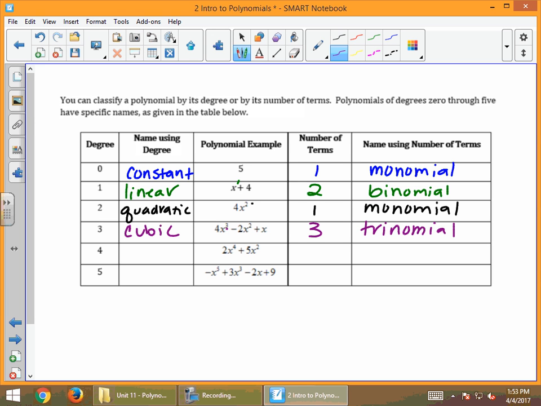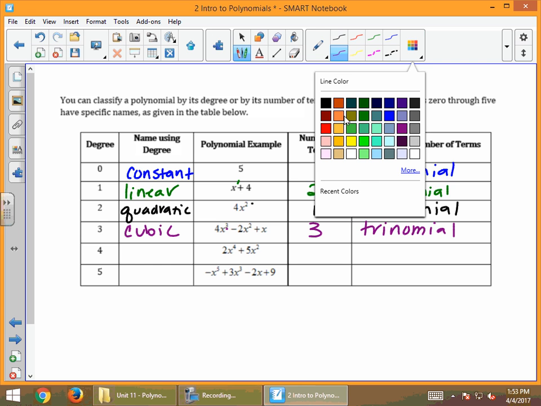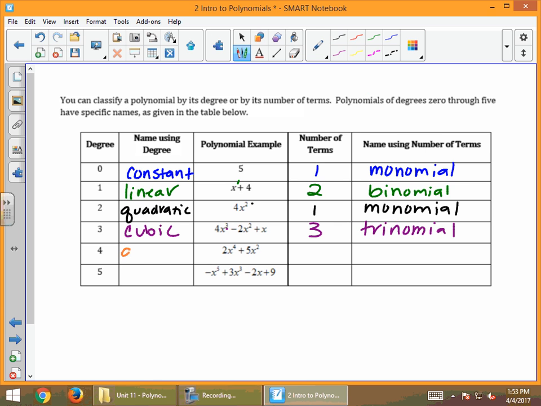Anyone by chance know what a 4th degree polynomial is called? It is called a quartic. 4 quarts in a gallon, 4 quarters in a dollar, quartic. That's a degree of 4, meaning the highest exponent is a 4.